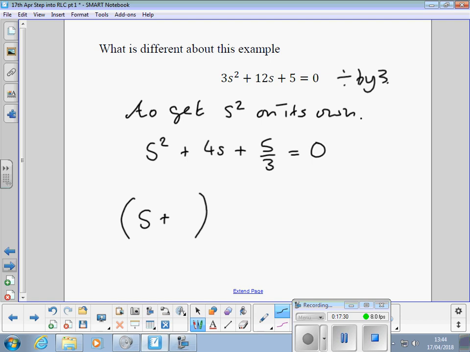Everyone agree with that? Now how can we make a perfect square here? S plus 2. Okay. What about the remainder? What is S plus 2 going to give us in terms of the constant term? 4? Yeah. What is 4 whole ones in thirds? 12 thirds.